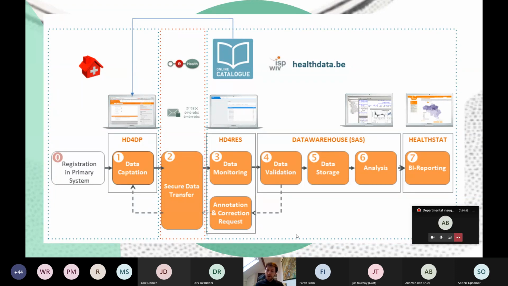And there it's integrated in the data warehouse, which is SAS Enterprise Guide based, where you can do all sorts of data analysis. And then the aggregated data can be sent to HealthStat, where it allows reporting. These are the reports that you can, for instance, see on the national news website, where you have all the graphs on the COVID-19 pandemic. All that data has gone through this series of steps and is collected using these methods.